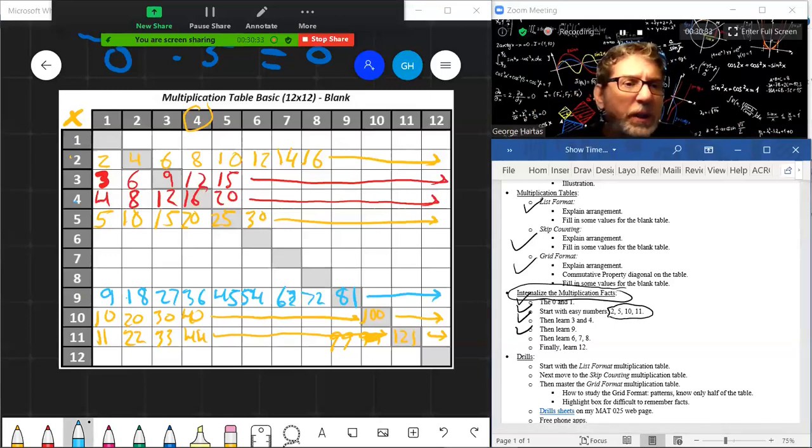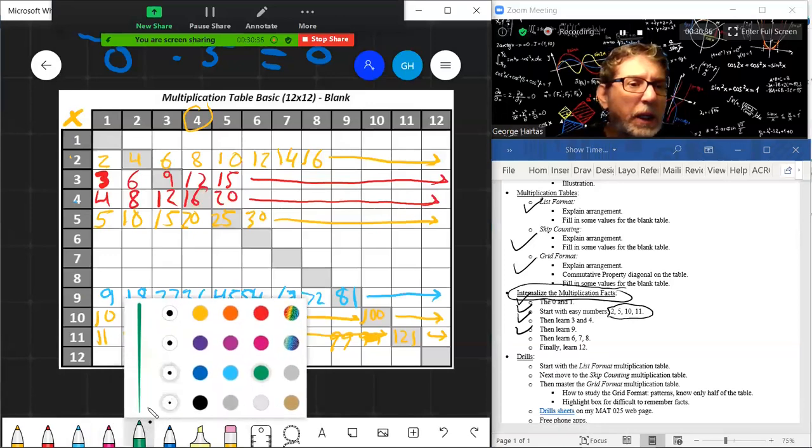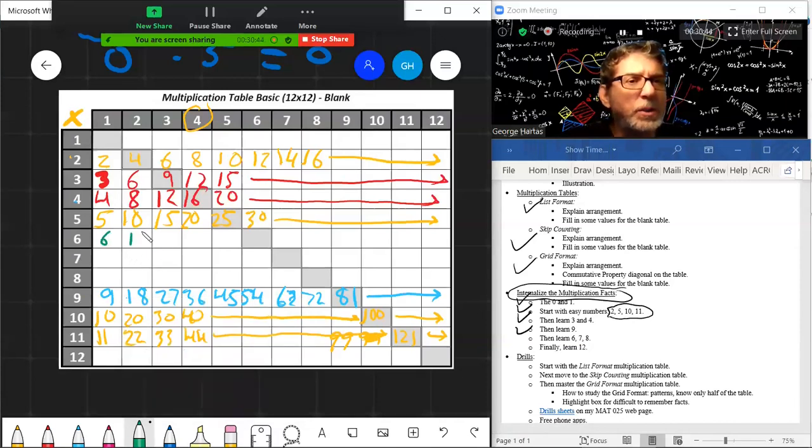Let's try 6, 7, and 8. Okay, number 6. 6 times 1 is 6. 6 times 2, 6 times 3, 6 times 4, 6 times 5, 6 times 6, and so on. And we have 7. 7 times 1, 7 times 2, 7 times 3, 7 times 4, 7 times 5, 7 times 6, 7 times 7, and so on.